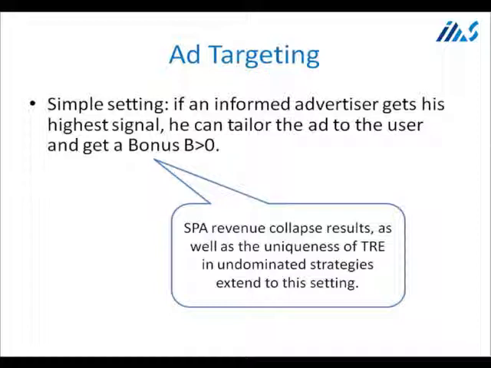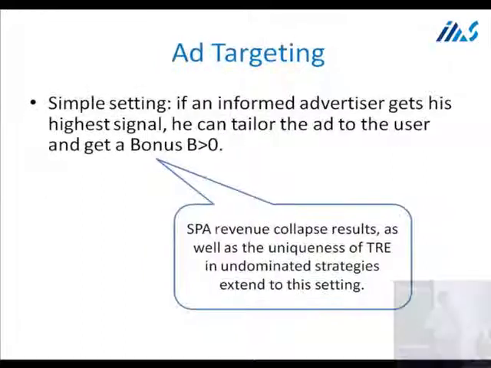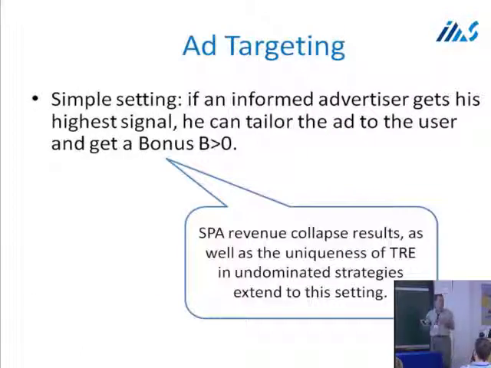So the way that we think about that is bidders being able to tailor the ad specifically to the user, and they get another extra bonus over the common value. So there is this common value, and actually this is a correlated value setting. There is a common value and this extra bonus that a guy that has a cookie can get by presenting the right ad. And it turned out that our revenue collapse results also hold when you have one informed bidder that is able to get this extra boost.